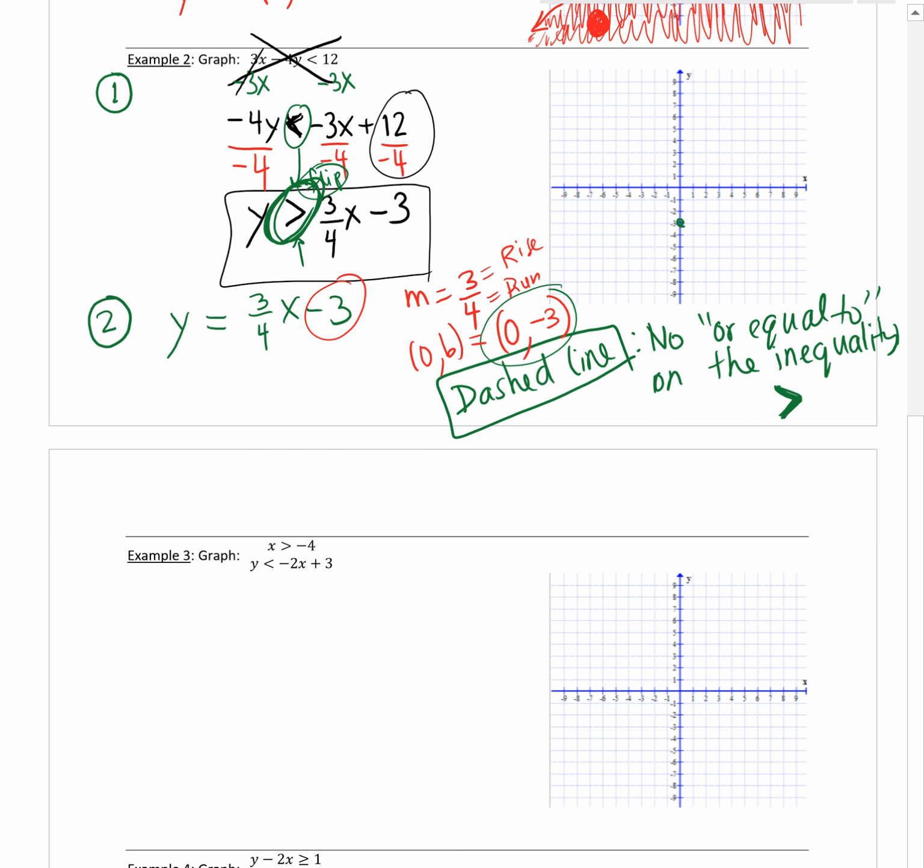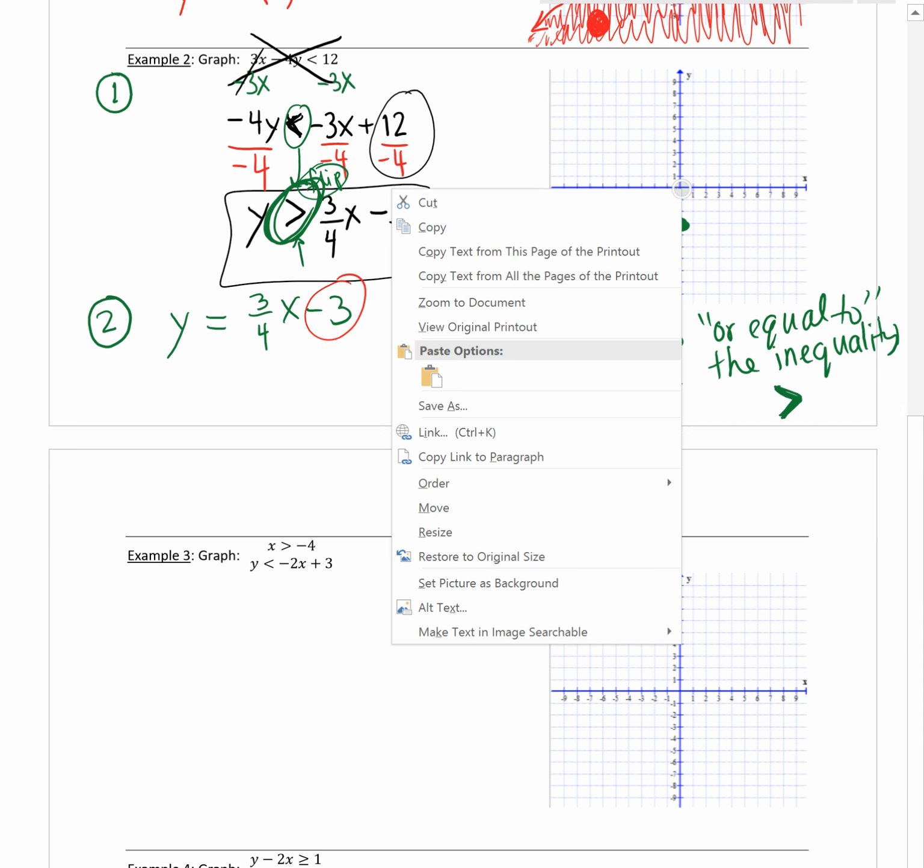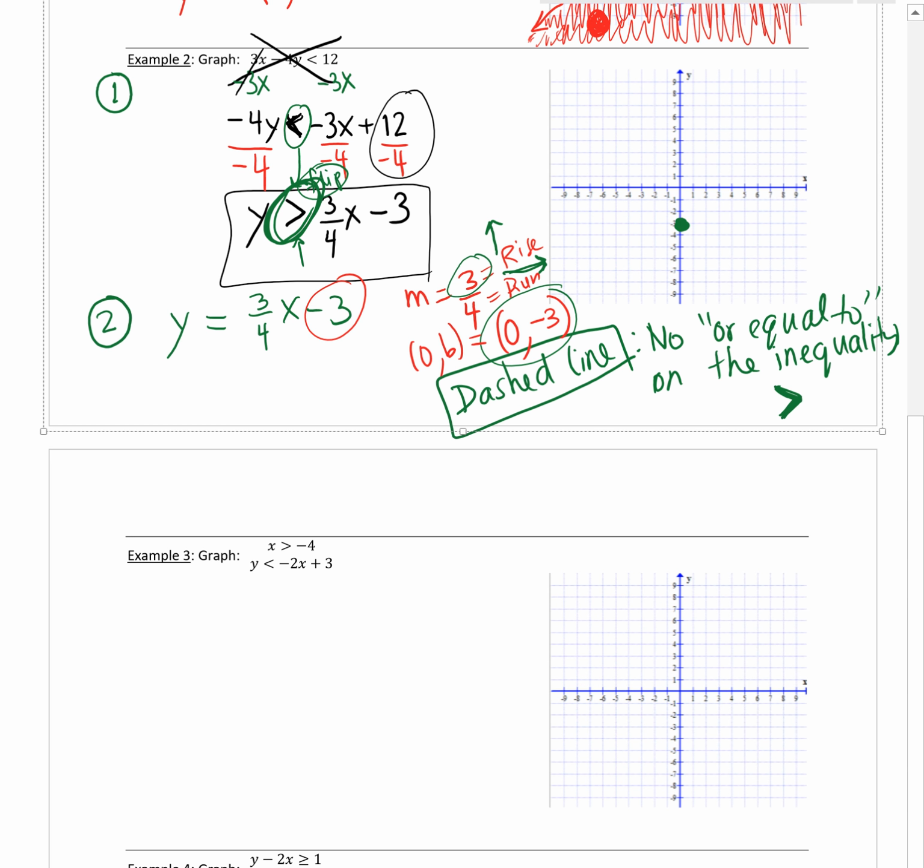Negative 3 is down here on the y-axis at negative 3. And then I'm rising 3 and then running 4. Those are both positive numbers, so I go up, which is the positive direction on the y-axis, and then to the right, which is the positive direction on the x-axis, 4. So from that y-intercept, I'm going to go up 3, which is actually going to bring me right to the origin, and then I'll go right 4. So I think that would land me directly on 4 on the x-axis.